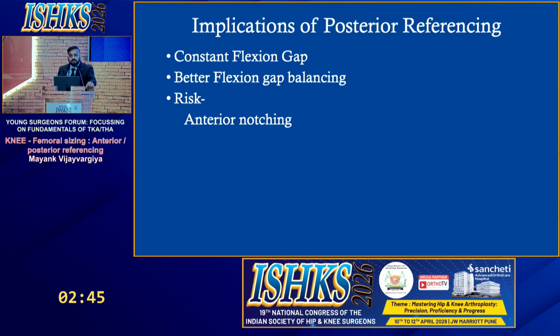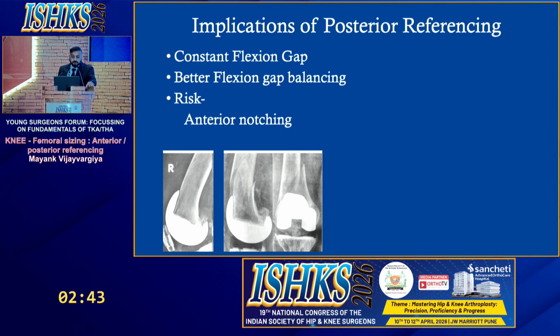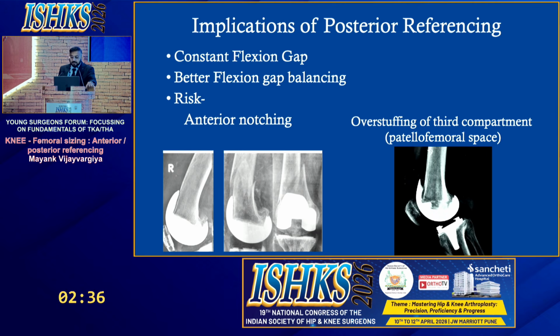The main advantage of posterior referencing system is that it has a constant flexion gap, gives better flexion gap balancing. However, there is a risk of anterior notching, which may cause periprosthetic fractures, specifically in osteoporotic patients, or overstuffing of the third compartment, affecting the quadriceps mechanism.